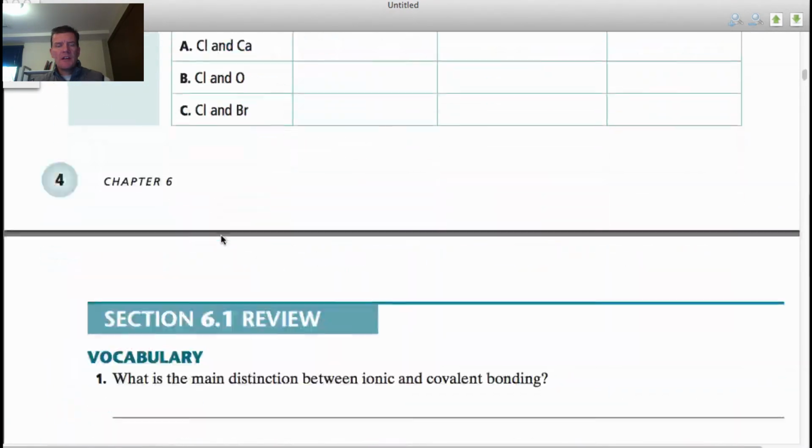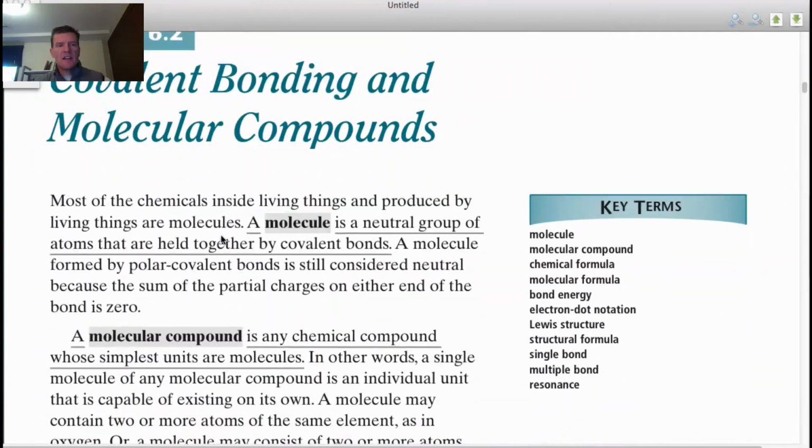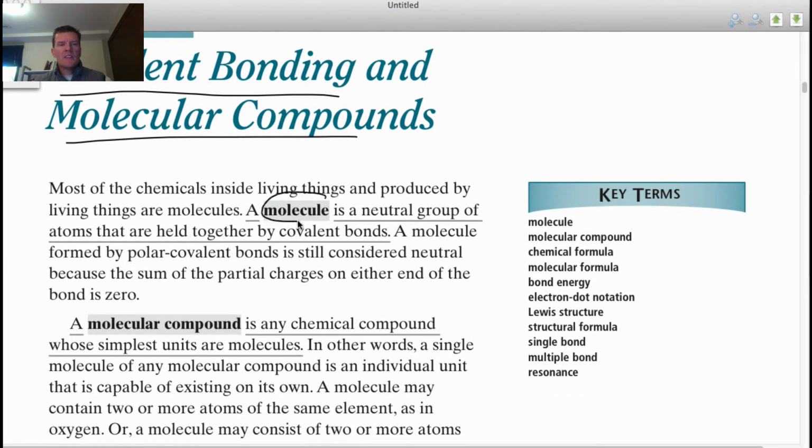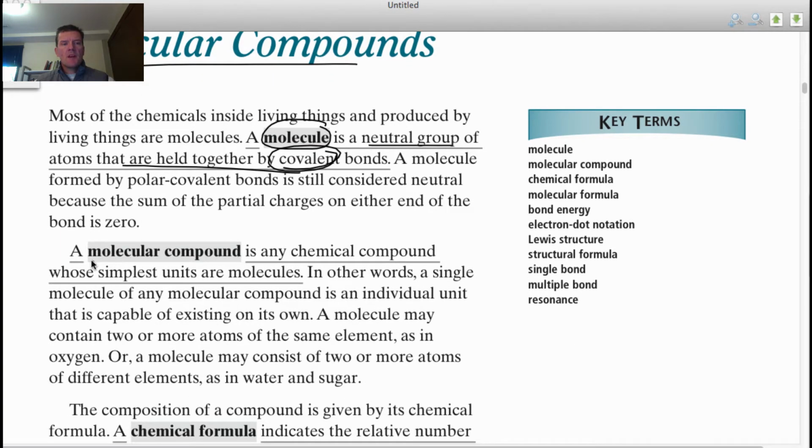All right, in this case, let's go on now to talking a little bit more about covalent bonding and molecular compounds. Now, when we say a molecule, basically it's a neutral group, meaning it has equal number of protons and electrons, of atoms that are held together by covalence. So usually, if it's covalent, we're going to call them molecules. All right? Not a big deal. But a molecular compound is any chemical compound whose simplest units are molecules. So molecules are covalently bonded atoms.